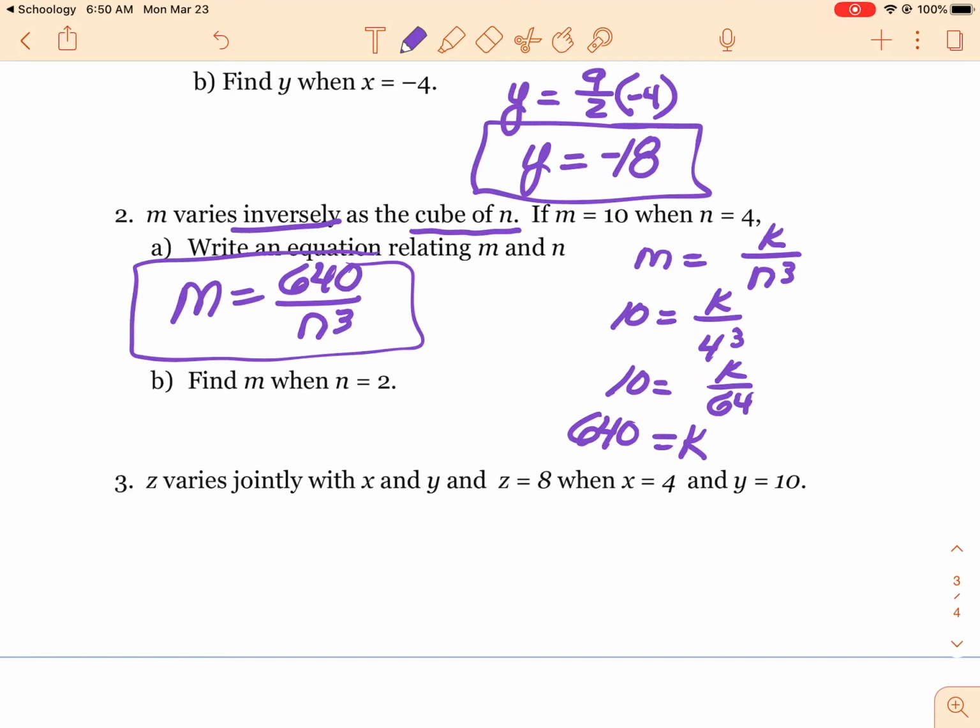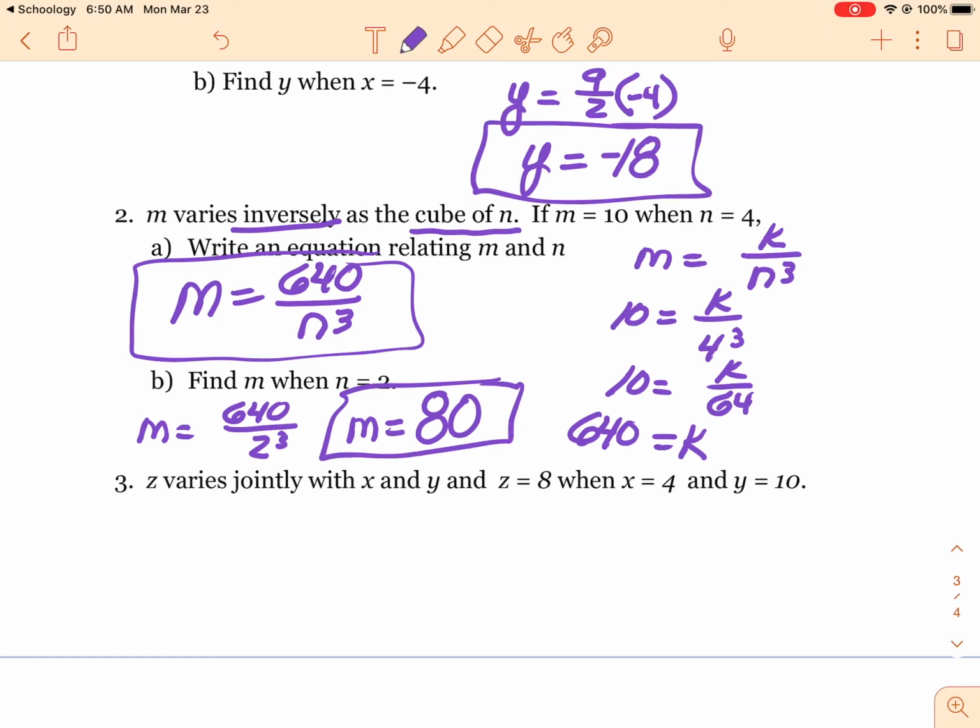Part B, now find m when n is 2. So m equals 640 divided by 2 cubed. 640 divided by 8 is going to give you 80. Take a look at the next one.